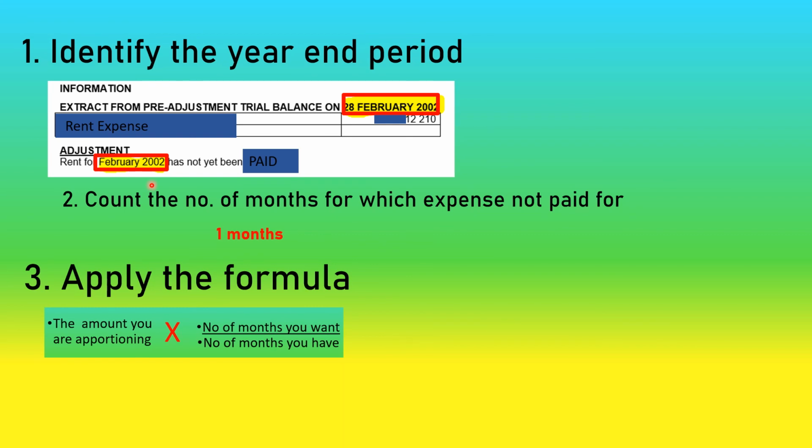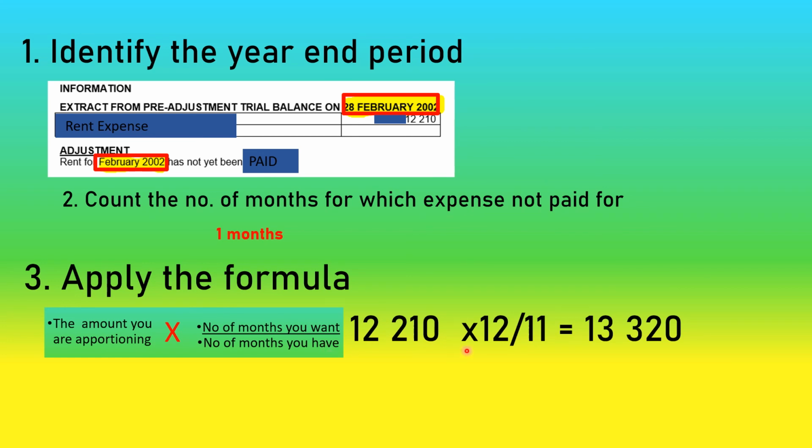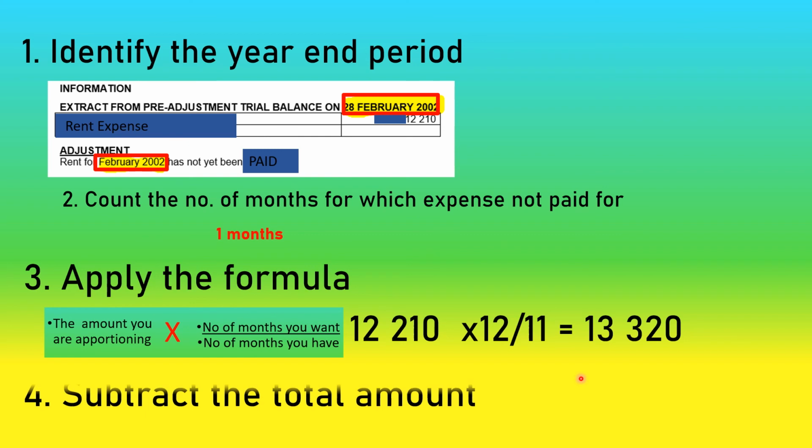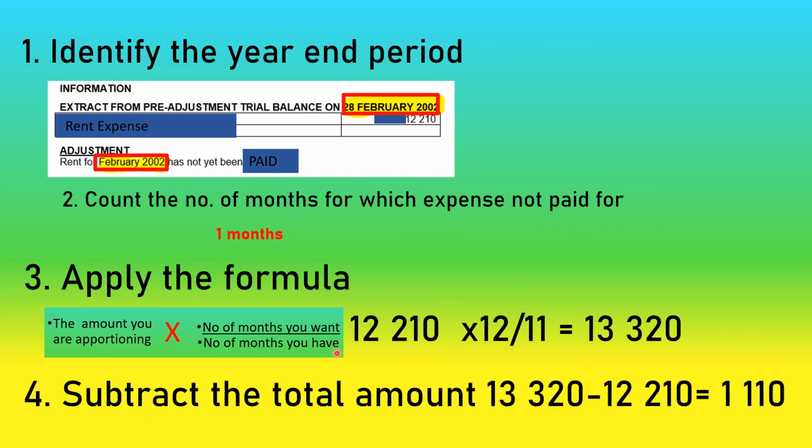Number 3, let us apply the formula. The amount that you are apportioning over the number of months you want over what you have. So the amount that we are apportioning is 12210. What do you want? You want expenses for 12 months. What do you have? You have expenses for 11 months. 12210 is 11 months. That gives you a total expense of 13320. What is your accrual expense portion? You take the bigger value, which is your 13320, minus 12210 to get 1110.